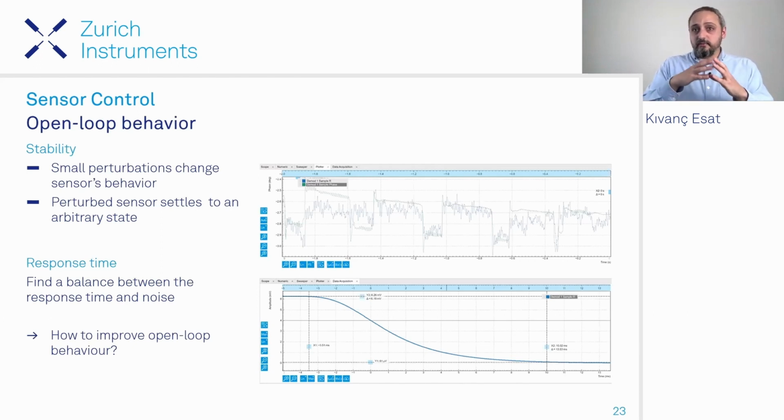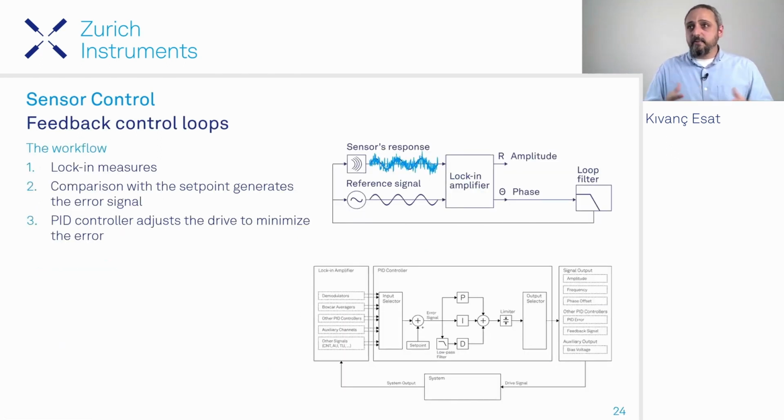Also, if you look at the response time, we then only rely on how fast the sensor decays by itself to a steady state. And to speed up this process, the solution is going for closed loop control. And this is done by feedback control loops. In addition to the lock-in amplifier, where we measure the signal, we then have a feedback controller that updates the signal that we drive, so we are always driving the sensor at the right conditions.